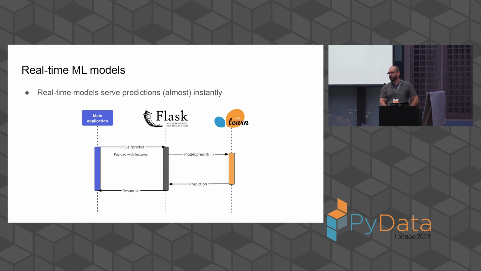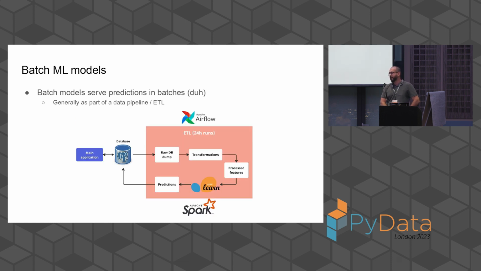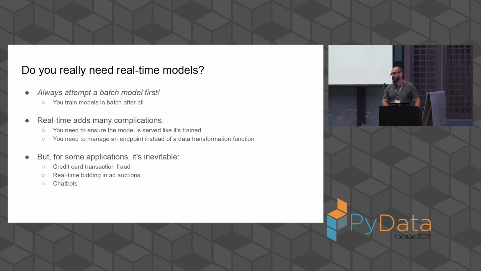And what are batch models? As the name implies, they serve predictions in batches, and they're generally embedded as part of the data pipeline or the ETL. So a prototypical batch model would live inside, let's say, an Airflow pipeline that runs with Spark. Or you could have something with dbt and Snowflake. And another takeaway is that if you can use batch models, you should. They are much, much simpler to maintain and understand than real-time models.